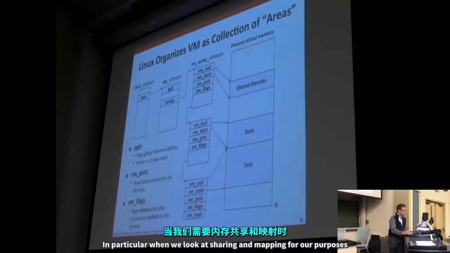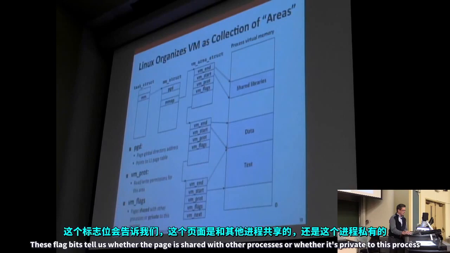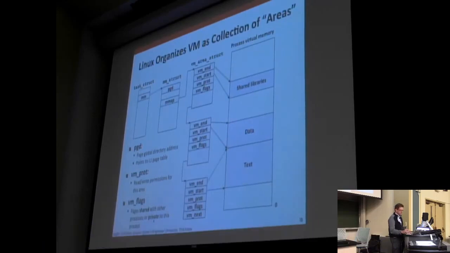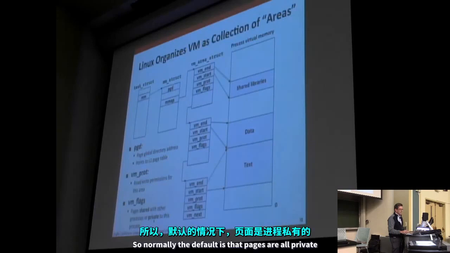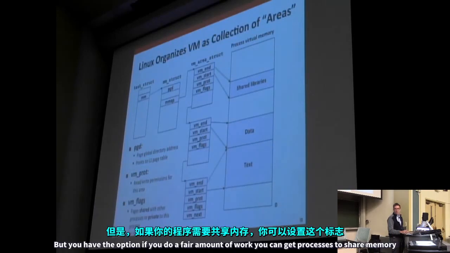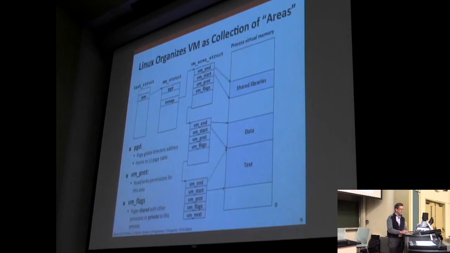In particular, when we look at sharing and mapping, for our purposes, these flag bits tell us whether the page is shared with other processes or whether it's private to this process. So normally the default is that pages are all private, but you have the option, if you do a fair amount of work, you can get processes to share memory.